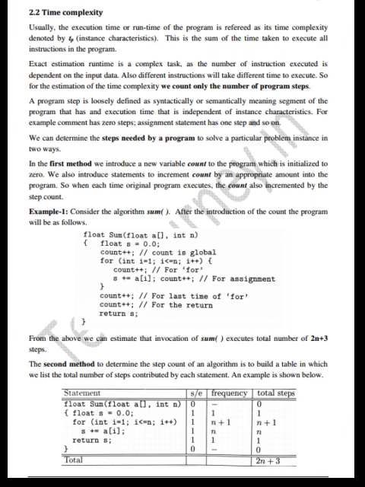From the above, we can estimate that the invocation of sum executes a total of 2n plus 3 steps. The second method to determine the step count of the algorithm is to build a table in which we list the total number of steps contributed by each statement. An example is as follows. See the figure.